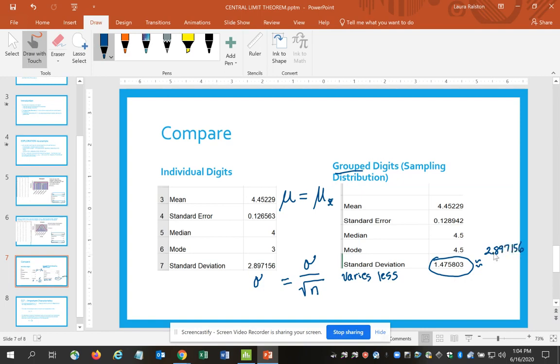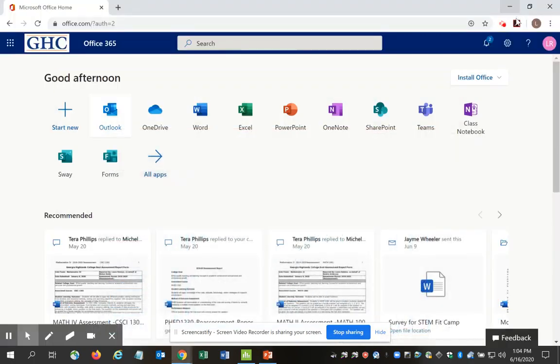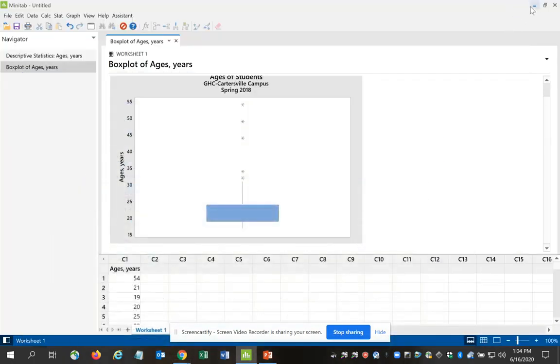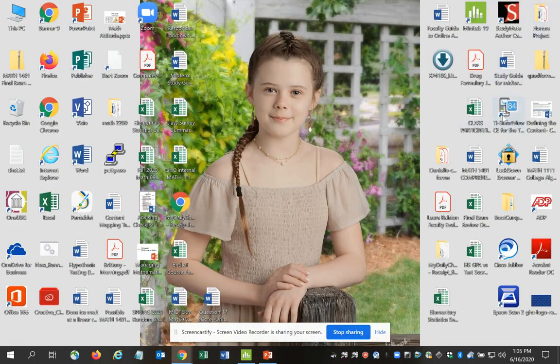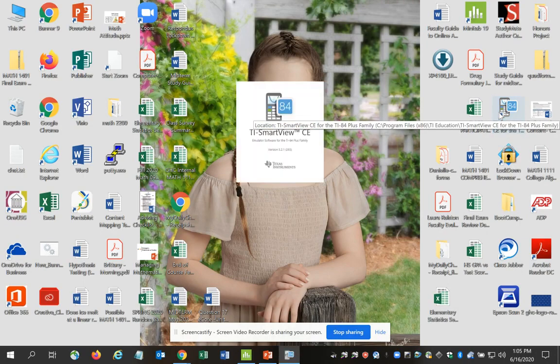2.897156, divided by the square root of the 131 groups that I had. Okay, and I can prove that to you. Let me see if I can get my calculator pulled up where you guys can see it, and I can really prove that to you. You don't think I'm just telling you a story. Takes just a minute to come up.